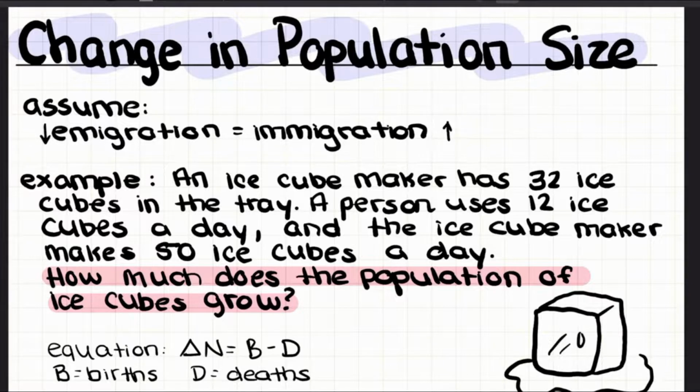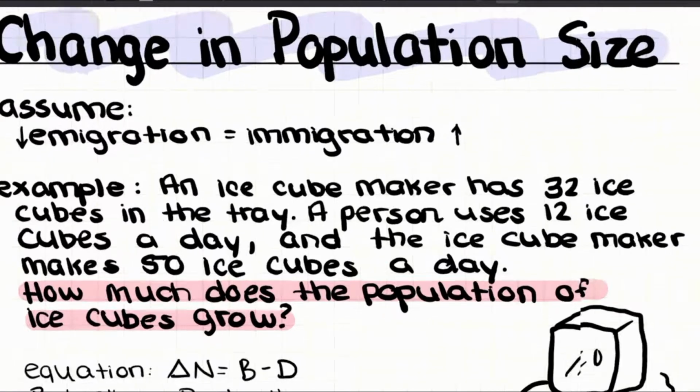All right. So we're going to first start with change in population size. This is going to be the easiest place to start, and it's going to give us a really good foundation for understanding other things about how populations do change.